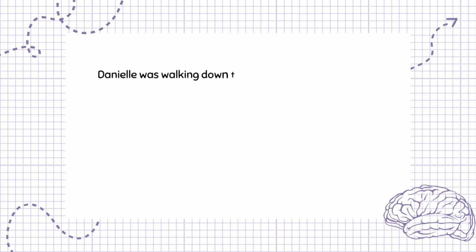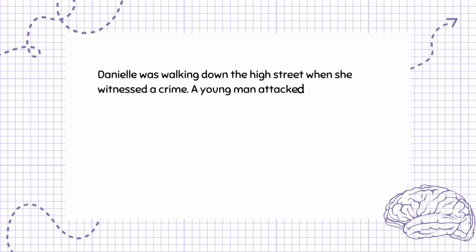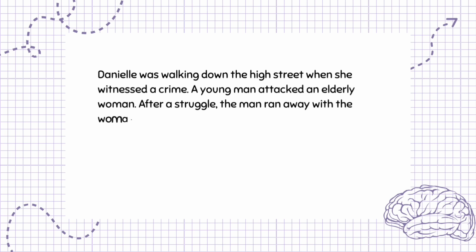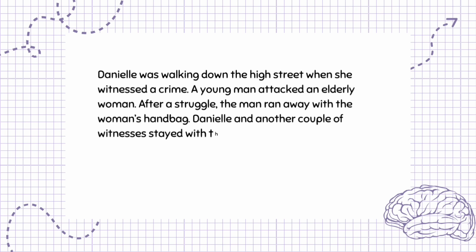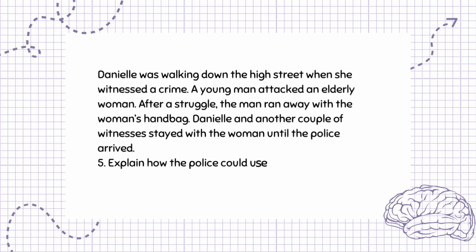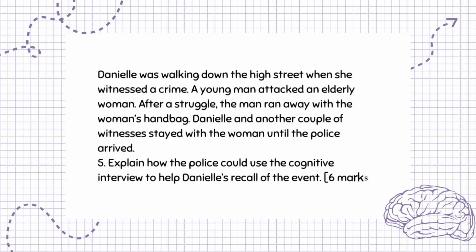Danielle was walking down the high street when she witnessed a crime. A young man attacked an elderly woman. After a struggle, the man ran away with the woman's handbag. Danielle and another couple of witnesses stayed with the woman until the police arrived. Question 5. Explain how the police could use the cognitive interview to help Danielle's recall of the event, 6 marks.